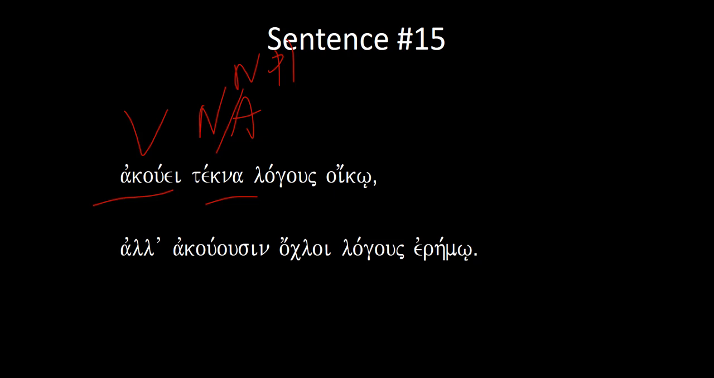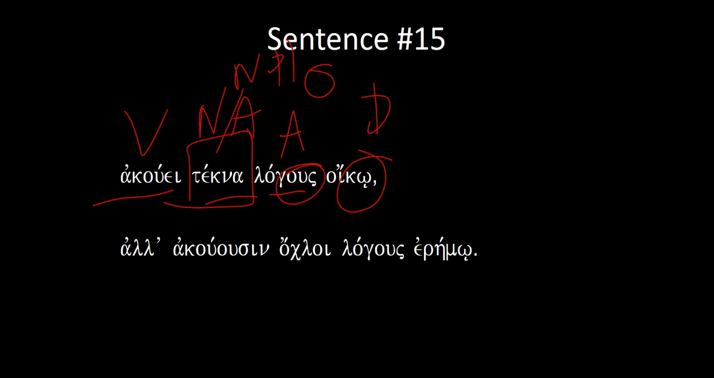Logous, this has to be accusative. It's going to be our object. And then oikō, that's dative. We think that tekna is going to be the subject of this verb. But why is it neuter plural when this verb, akouei, is third singular? Again, here's this goofy rule in Greek. Neuter plural subjects take a third singular verb.